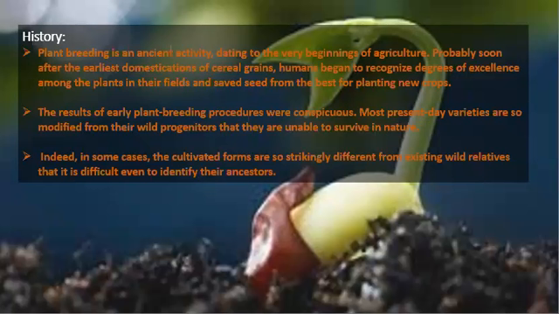The results of early plant breeding procedures were notable. Most present-day varieties are so modified from their wild forefathers that they are unable to survive in nature. Indeed, in some cases, the cultivated forms are so remarkably different from existing wild varieties that it is difficult even to identify their ancestor. The remarkable transformation was accomplished by the early plant breeders in a very short time from an evolutionary point of view, and the rate of change was probably greater than for any other evolutionary event.